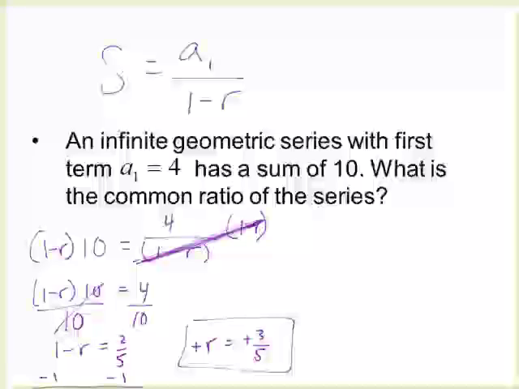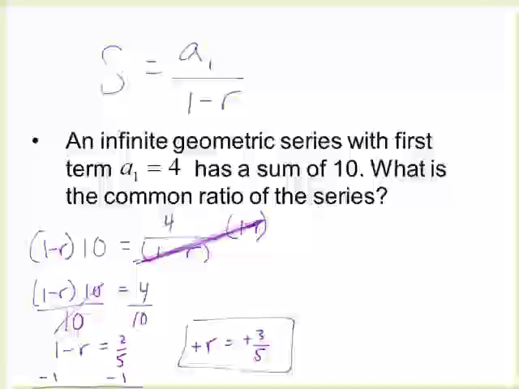On these, you know that your r needs to be between negative 1 and 1 because we are told the series has a sum. And the only way for a series to have a sum is if that ratio is between negative 1 and 1. So if you get a ratio that is too big or too small, you know you've done something wrong. Okay, so if you get a ratio of 4, you know it's wrong. If you get a ratio of negative 3, you know it's wrong. It has to be between negative 1 and 1.